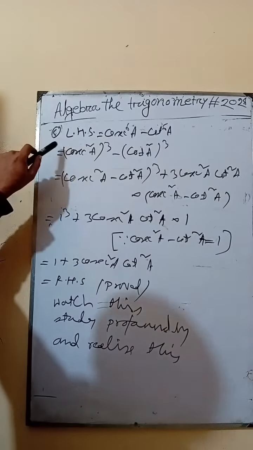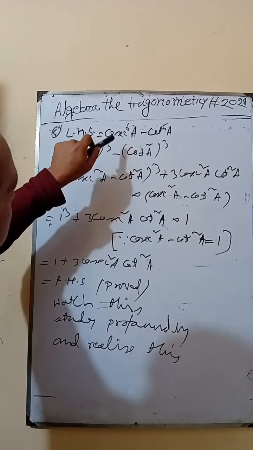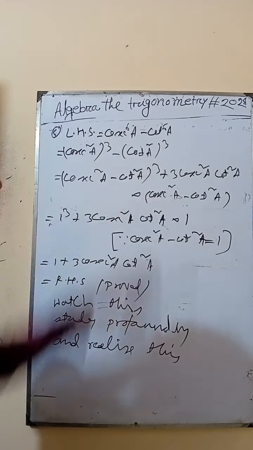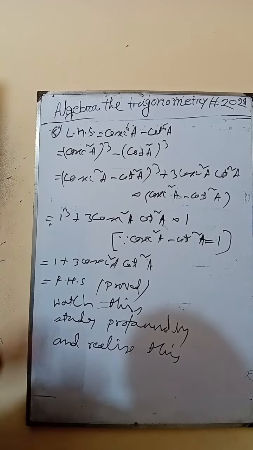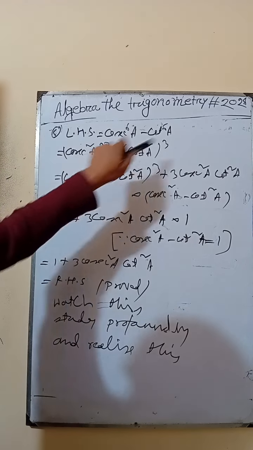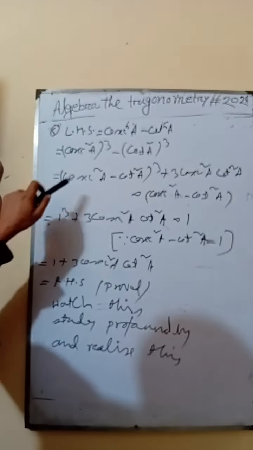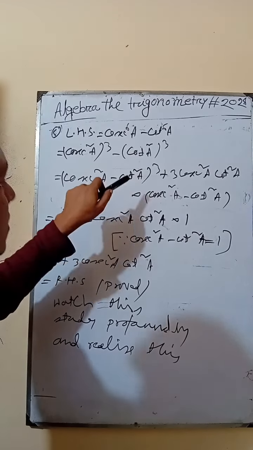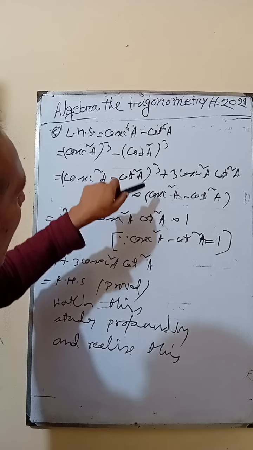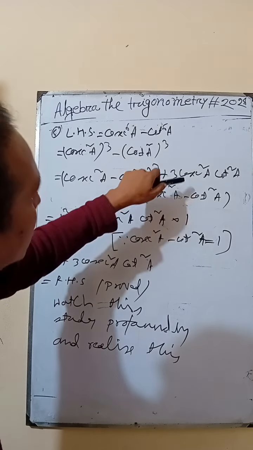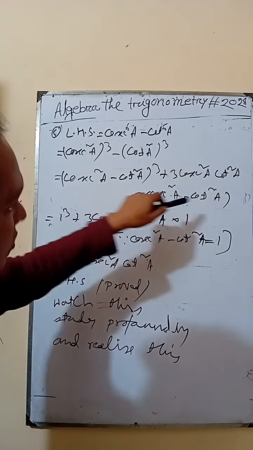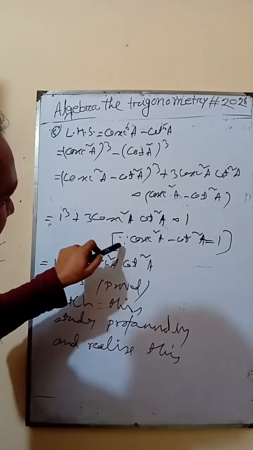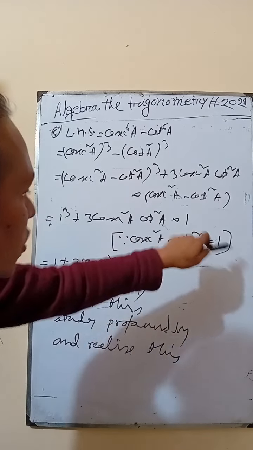Algebra proof. cosec to the 6 A minus cot to the 6 A equals (cosec square A) whole cube minus (cot square A) whole cube. Using a cube minus b cube, that is (cosec square A minus cot square A) whole cube plus 3 cosec square A cot square A into (cosec square A minus cot square A). Therefore, cosec square A minus cot square A is equal to 1.